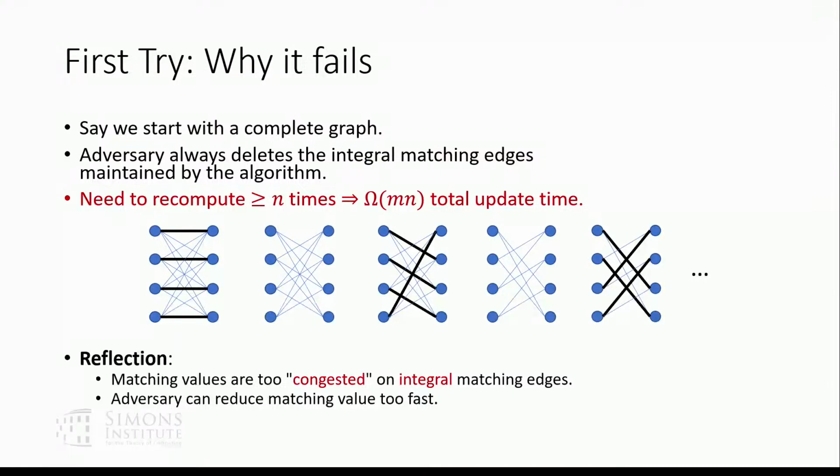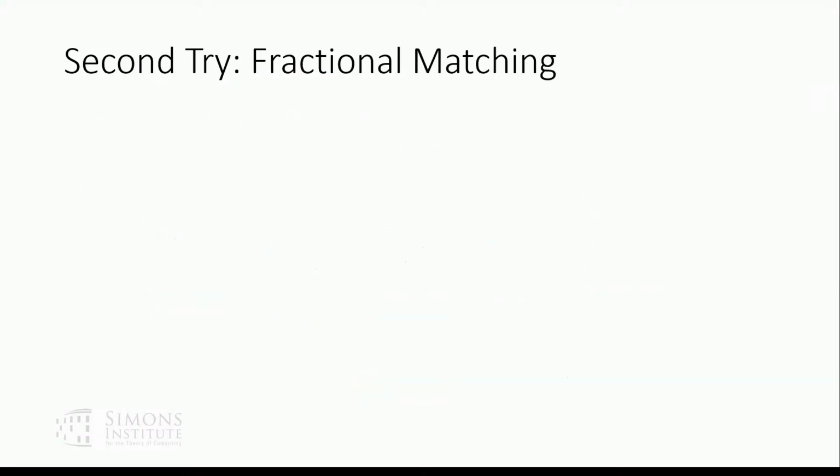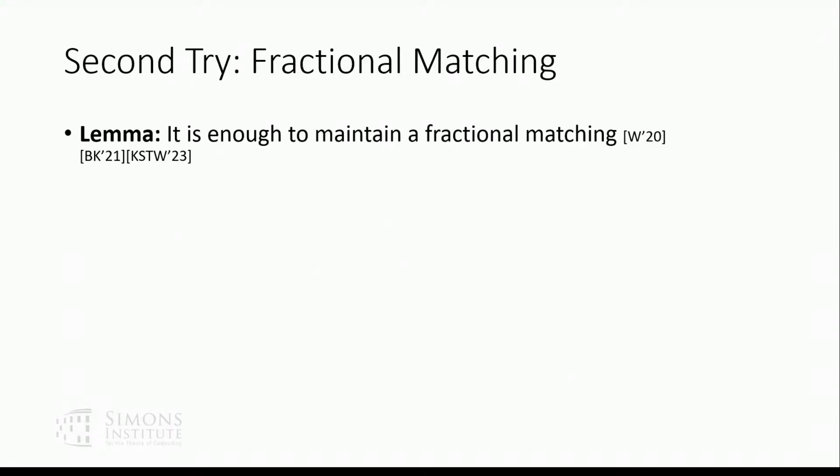So in order to fix this, we want our edges to be less congested. We don't want to place too much importance on any one edge. And for this, we need fractional matching. The nice thing about using fractional matching is that because of the talk that David gave, if you can solve fractional matching, you immediately get integral matching. You don't need to do anything else. So our goal now is just to maintain a fractional matching.